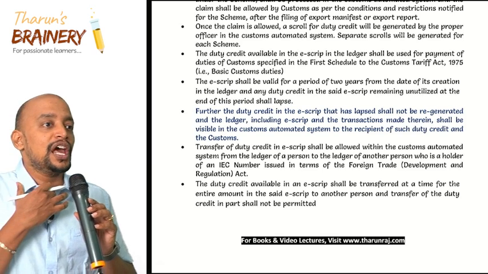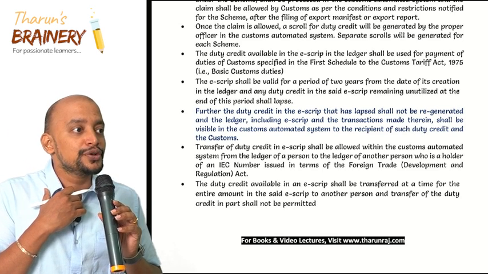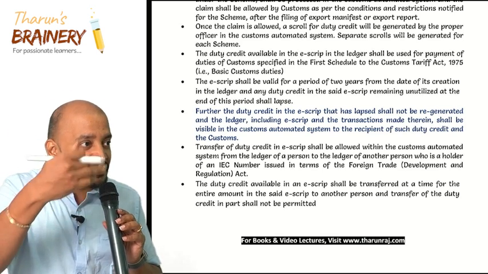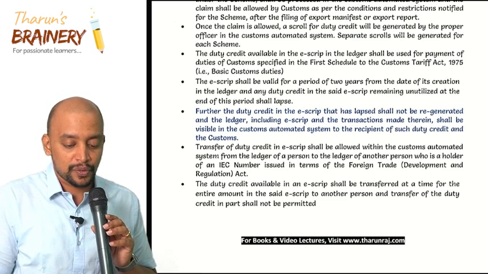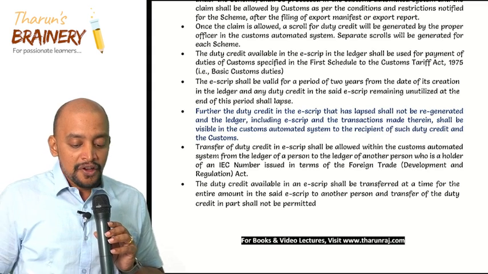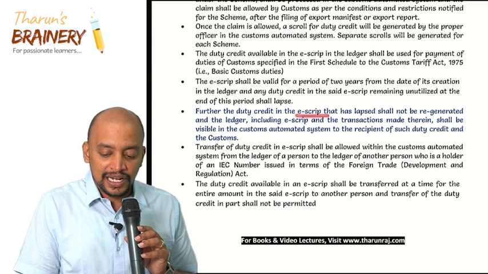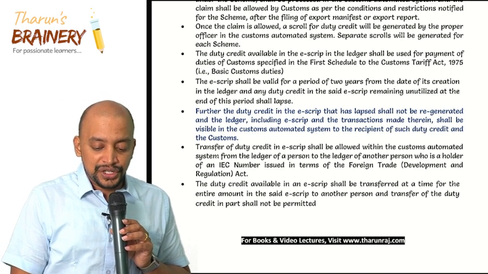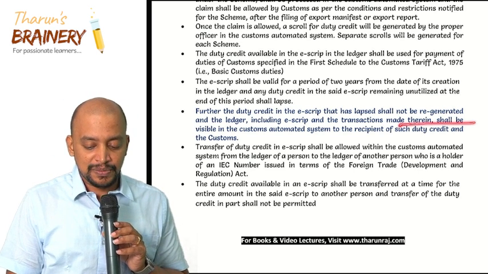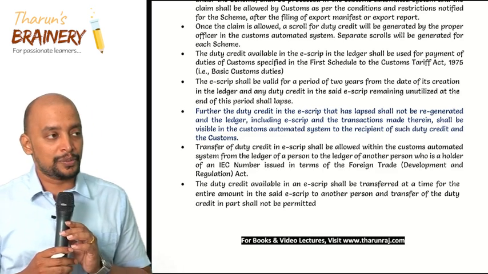For example, 2 lakh rupees they created a scrip. We used 1,50,000. Still some 50,000 rupees is there. That will lapse. We can't do anything with respect to that once the 2 years period is over. Further, duty credit in the e-scrip that has lapsed shall not be regenerated. And the ledger including the e-scrip and the transactions made therein shall be visible in the customs automated system.